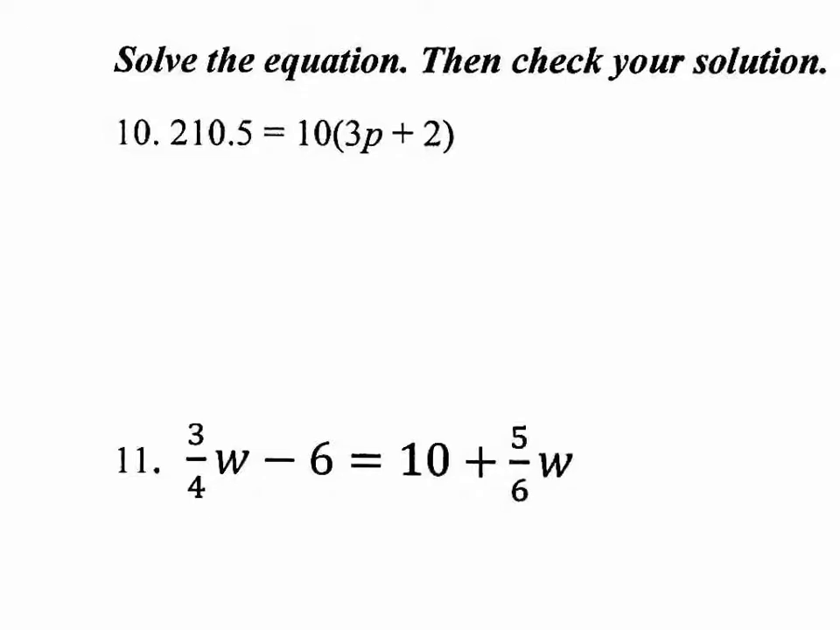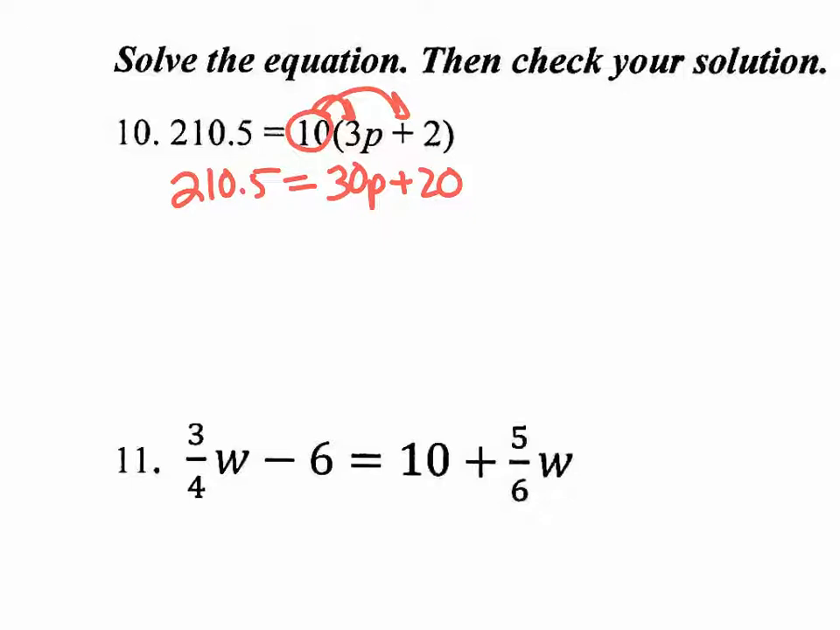You want to get the P by itself. But before even trying to get P by itself, you have to simplify each side. Now on the left side, it's just 210.5. There's nothing to do. There's no distributive property. There's no combining like terms. But on the right side, there is distributive property. So let's do that. 10 times 3P, that's 30P. 10 times 2, that's 20. Bring down the equal sign. Bring down 210.5. And there's your new equation.